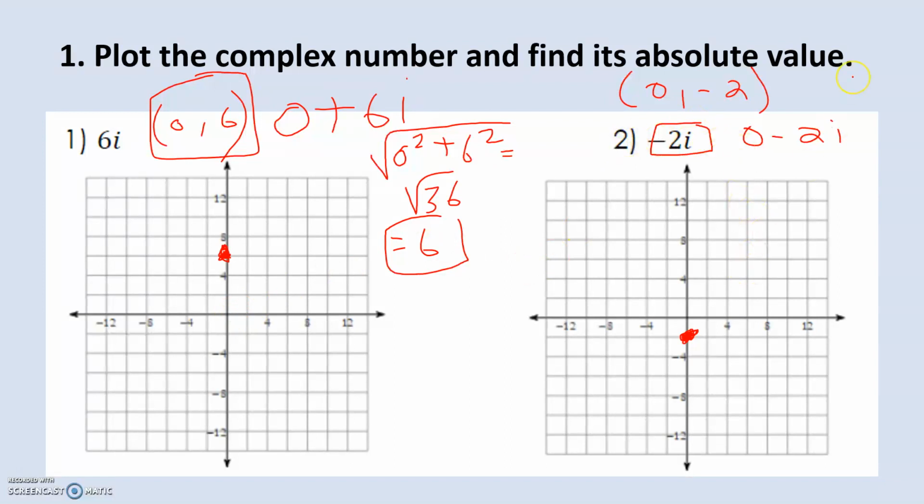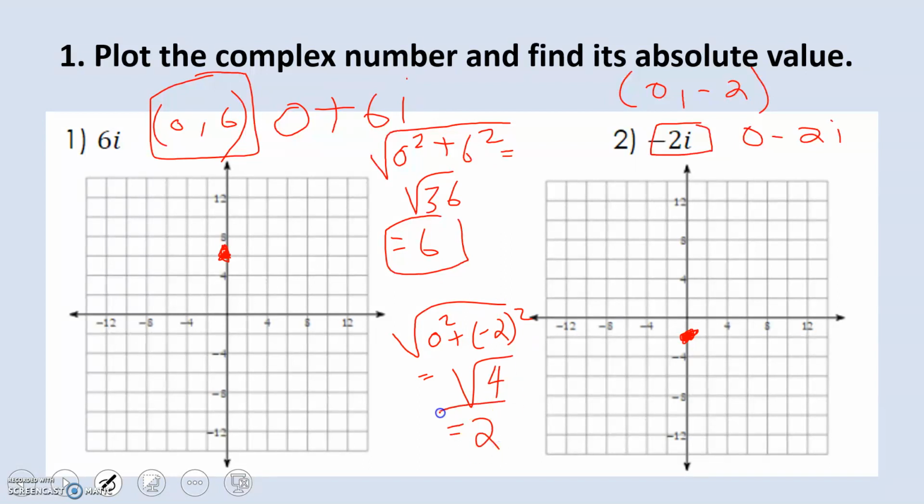Number 2, we can use the similar formula. Square root of 0 squared plus negative 2 squared, which gives us root 4, which is 2. So on the graph, if you go down 2 points, you should come across the point negative 2i.